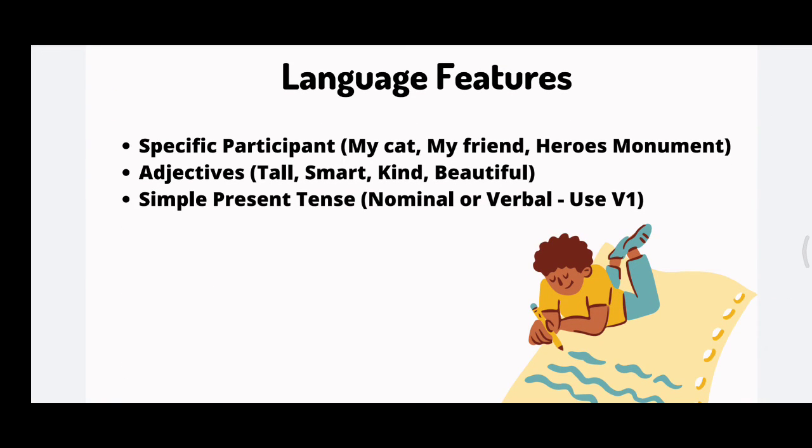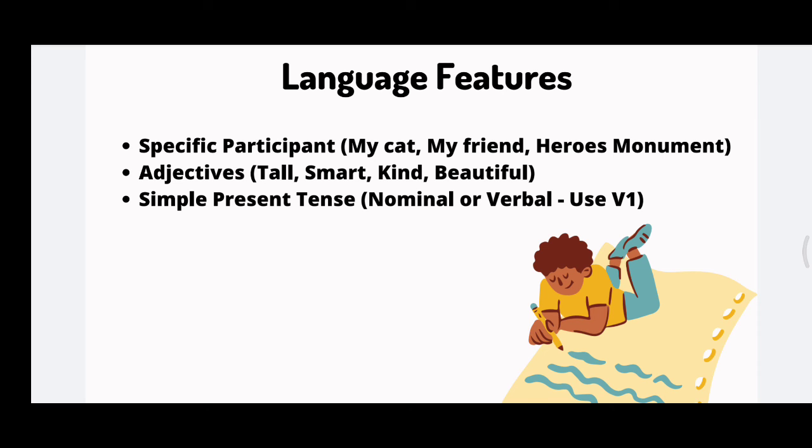In language features, we notice that in doing the descriptive text, we have to be very specific. So for example, in my case, the easiest way to identify, we can directly notice from the use of the word my. When we use the word my, we can directly say that it is a specific participant. So the cat that we are referring to is the cat of mine. The friend that we are referring to is the friend of mine. Or even some places such as Harris Monument, Kuta Beach, or everything. So directly the name of the place. It is not something too general.